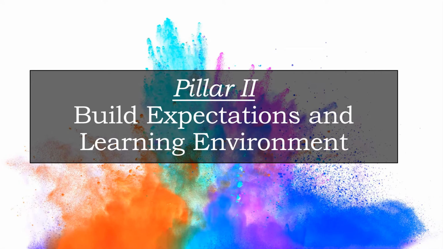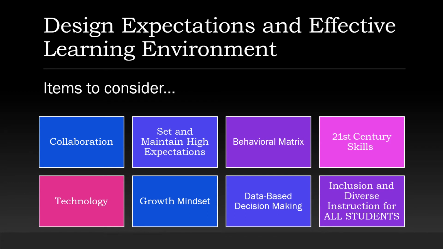The second pillar is building solid expectations and an effective learning environment. You've created a vision, you have your mission statement and goals. Now, how are we going to facilitate this in your building? That's where pillar 2 comes in. The items to consider in order to do this are spelled out here. We need to foster a collaborative environment. Everyone needs to work together. We need vertical and horizontal collaboration. We need cross-curricular collaboration.